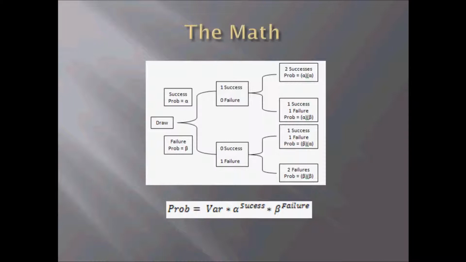Now, the first thing I wanted to do is use statistics. I wanted to use math. So what I did was I built a tree diagram. The tree diagram tells me the probability of getting one specific card or a number of specific cards in my next hand. So for each step, I take a draw.